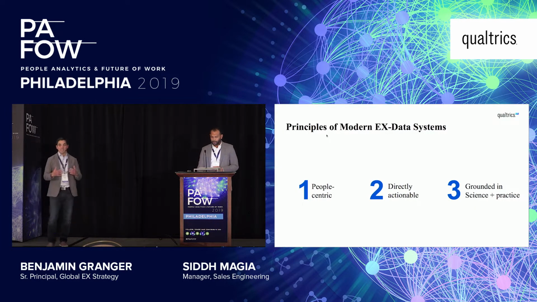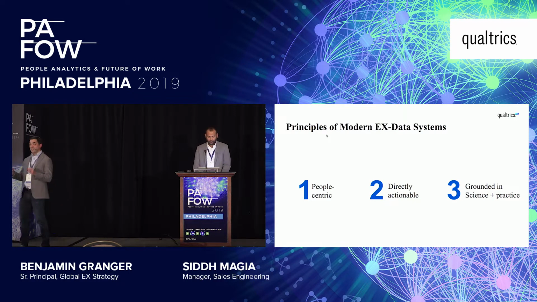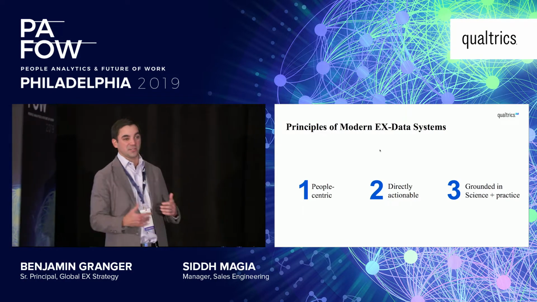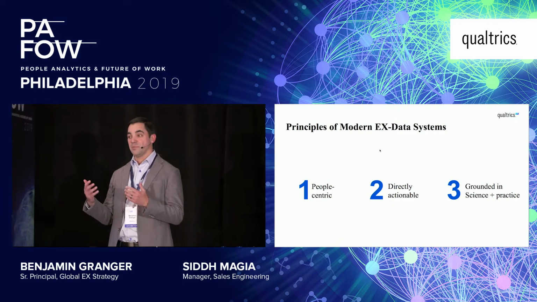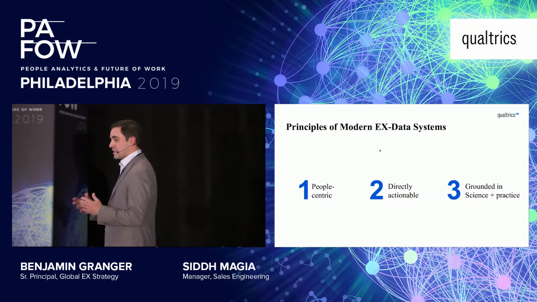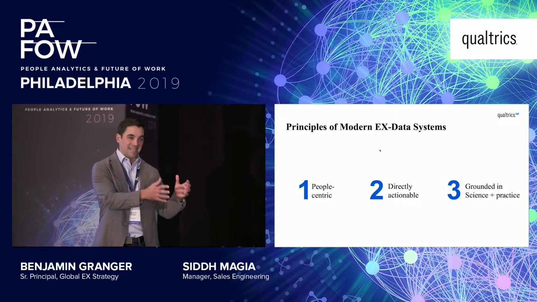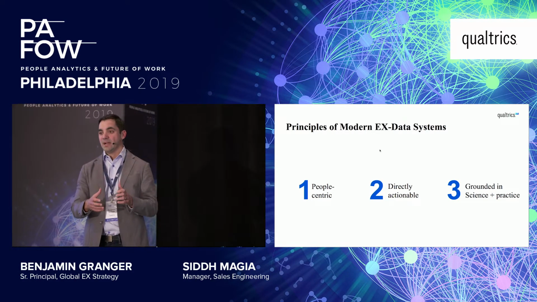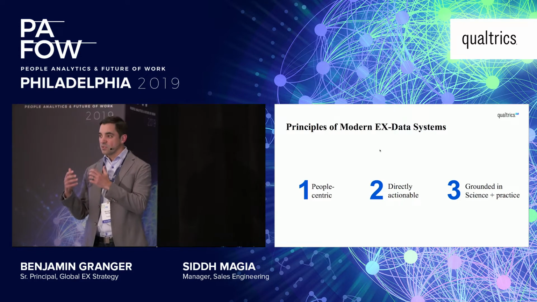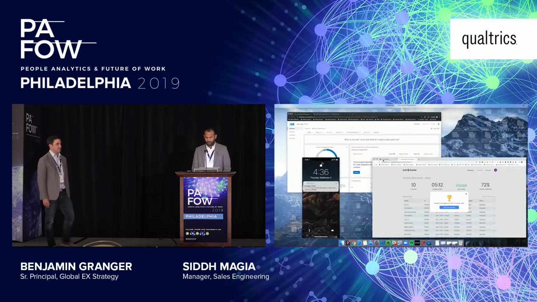So these are really simple examples of how we can meet employees where they are in the natural flow of their work. And that's exactly the point, that EX data collection doesn't always have to be so formal. A lot of times it could be very simple and seamless. So let's move to the second pillar, directly actionable. This principle is all about how we collect all of that raw feedback from employees and turn it into directly actionable insights that leaders can use to make a difference.